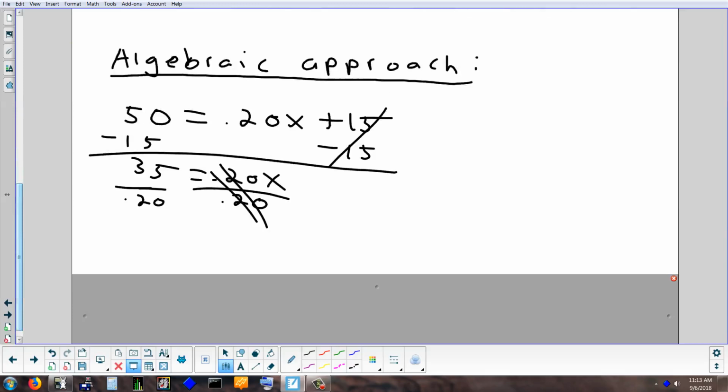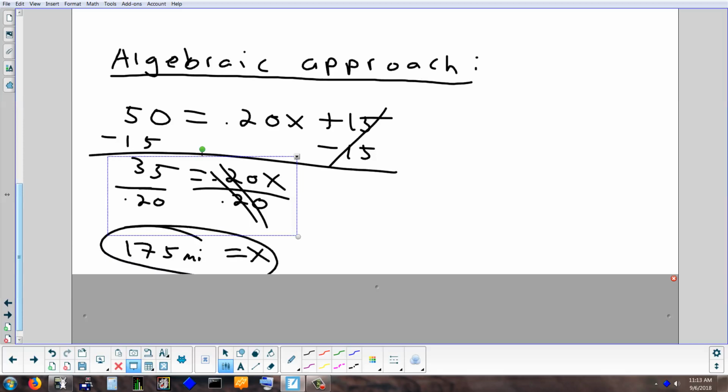So 0.20 or 0.2, that's 1/5. Okay. So dividing 35 by 1/5 is really like multiplying 35 by 5. So that's going to be 175. You can just use your calculator. Now, that's 175 miles, right? Because it's equal to x, and x was miles. So algebra approach shouldn't be anything new there. But any questions on that?